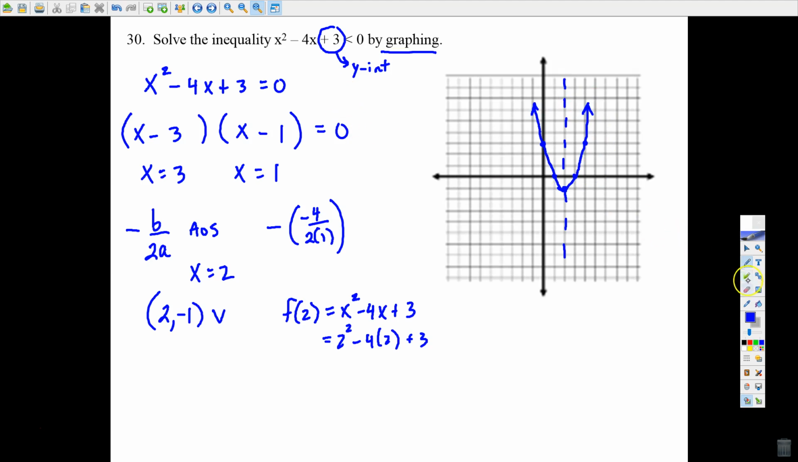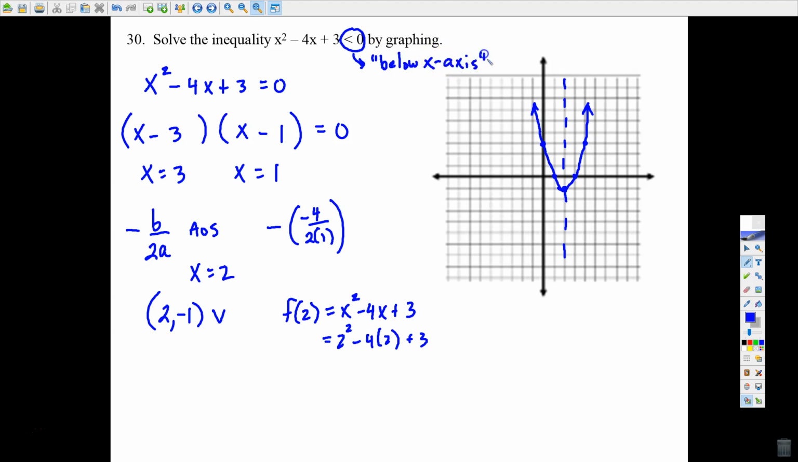Okay, now that we have the graph, we can go back and look at the original inequality. What this says is, for this graph that is represented, what part of the graph is below. When it says less than 0, it means below the x-axis.